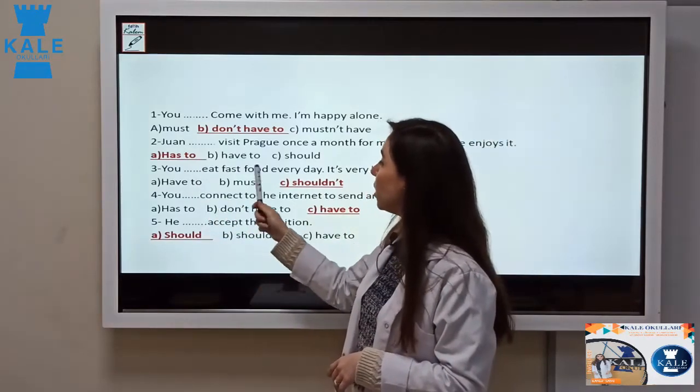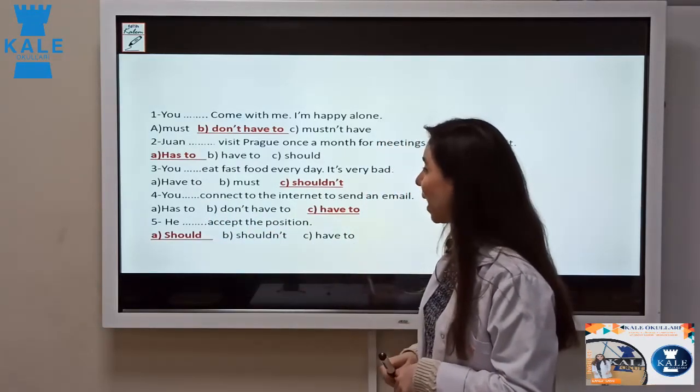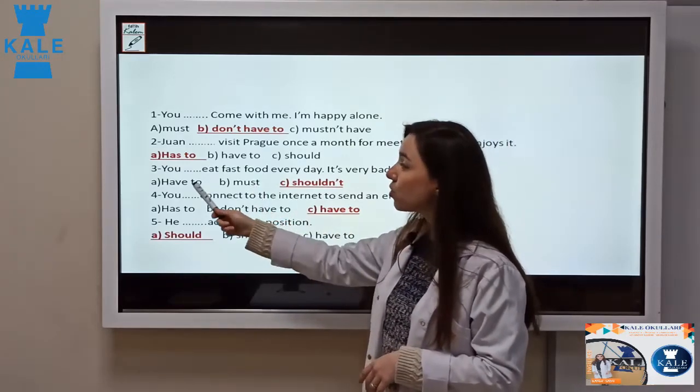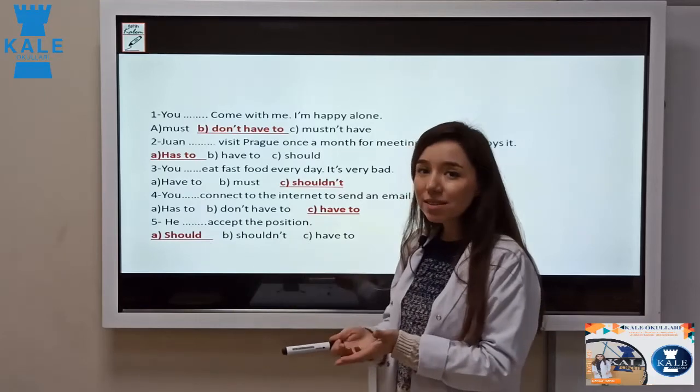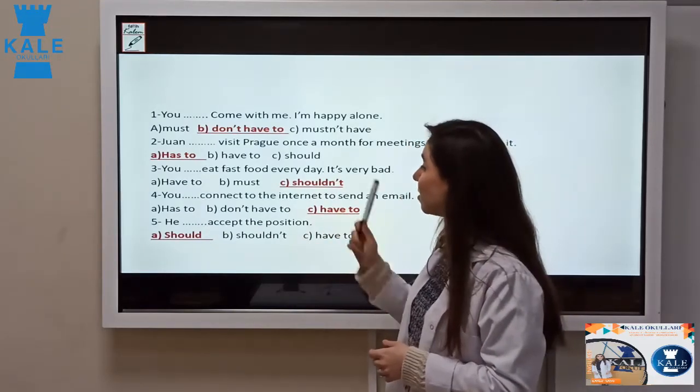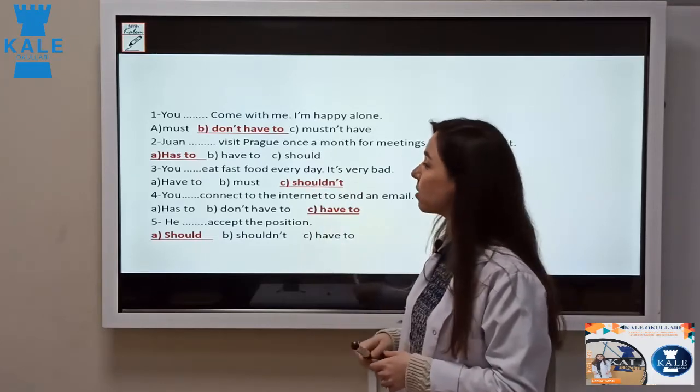Number 3, you eat fast food every day. It's very bad. You shouldn't eat fast food. We cannot write here must or have to. Because when something is not good, you should write the negative form. And this is negative. Should plus not.